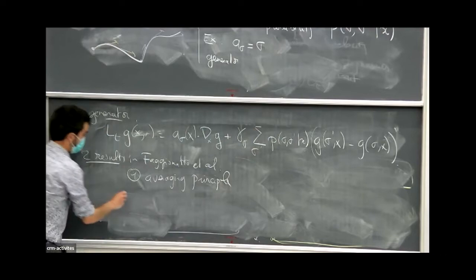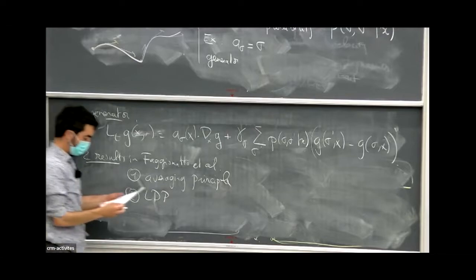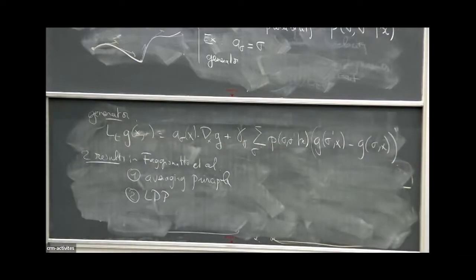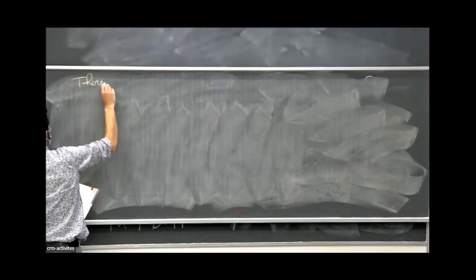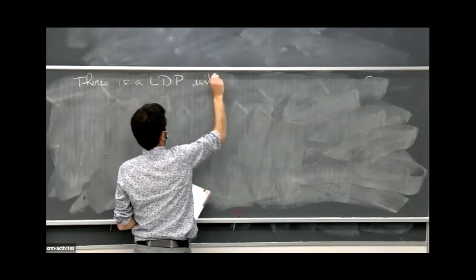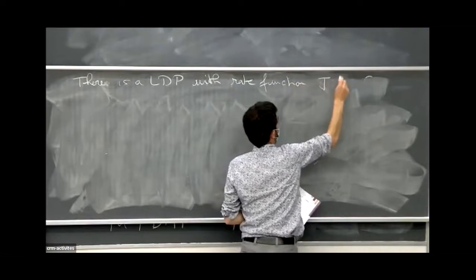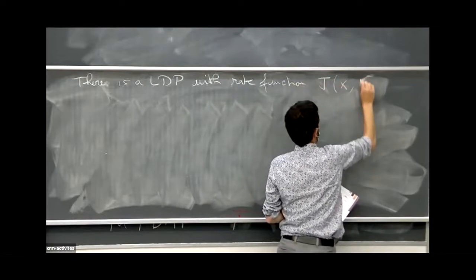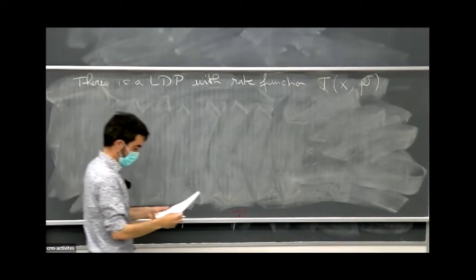I will not present that, and I will present the second part of this paper, which is about the large deviation principle. And what they say is that there is actually a large deviation principle with rate function g of x and mu, with some mu which I will discuss in a minute.